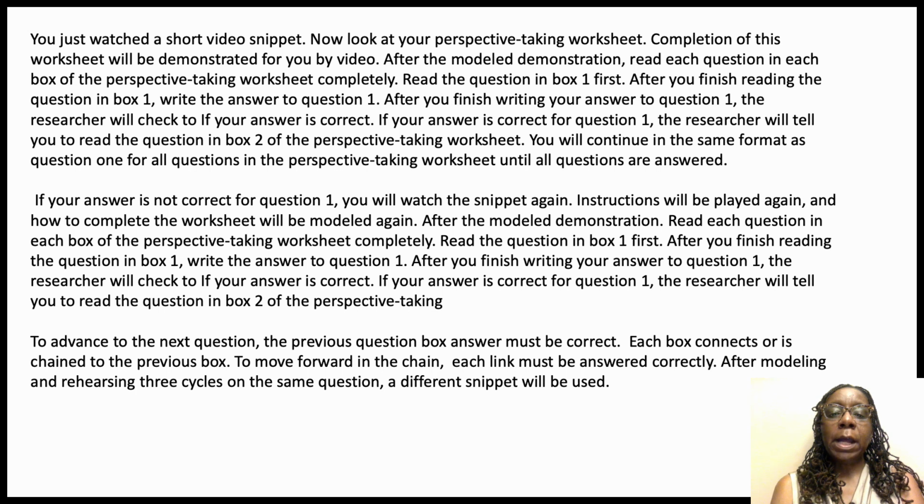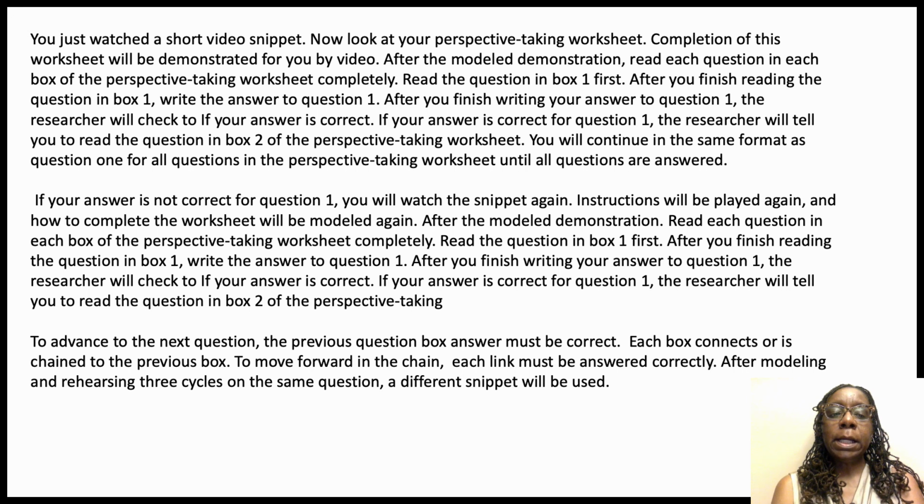After you finish writing your answer to question 1, the researcher, which is myself, will check to see if your answer is correct. If your answer is correct for question 1, the researcher will tell you to read the question in box 2 of the perspective taking worksheet. You will continue in the same fashion as question 1 for all questions in the perspective taking worksheet until all 10 questions are answered. If your answer is not correct for question 1, however, you will watch the snippet again, the identical snippet as before.